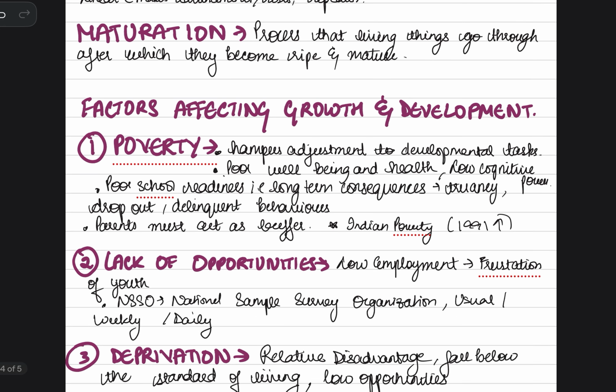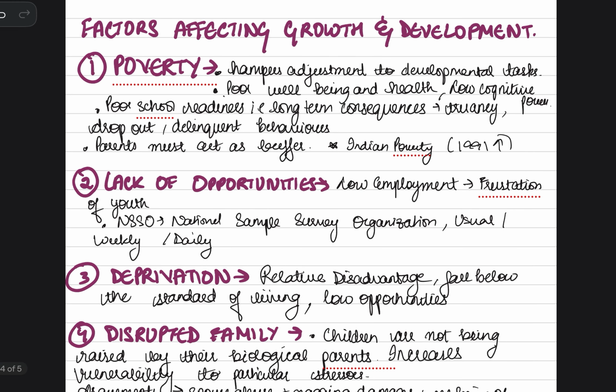Then maturation. So basically maturation is the process that living beings go through, after which they become ripe or are considered mature. Okay. Then we have the factors affecting growth and development. Number one is poverty. Now we all know the Indian poverty scenario. First, India was a rich country, then the Britishers came, then there was a drain of wealth from our economy, and then after the Britishers left, famines stopped happening, but poverty still existed up till the 1960s also.